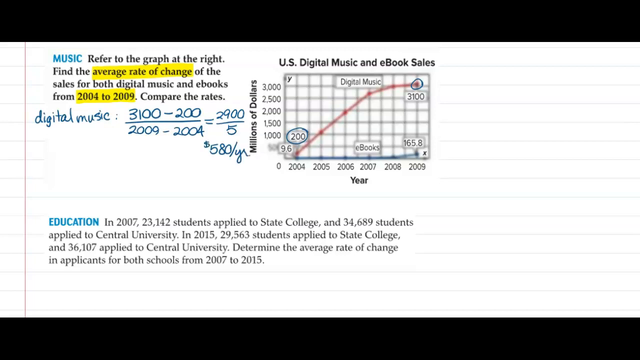Let's do the same thing for ebooks. We would take 165.8 and we would subtract 9.6. And again, the range is the same from 2009 to 2004. That's the range of dates they've given us. When we simplify this, we end up with 31.24 millions of dollars per year.